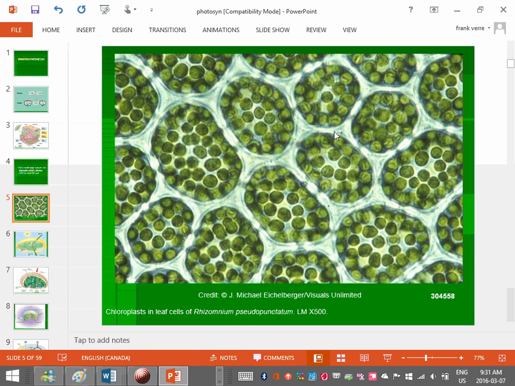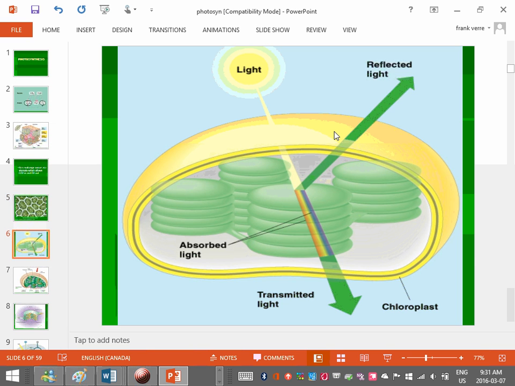Now, unlike the mitochondria, it does not make carbon dioxide. Does not break down sugar. This thing does something different. This makes sugar, and it uses up carbon dioxide, and it relies on sunlight energy to do it. Okay. So here's a nice little picture of the chloroplast.